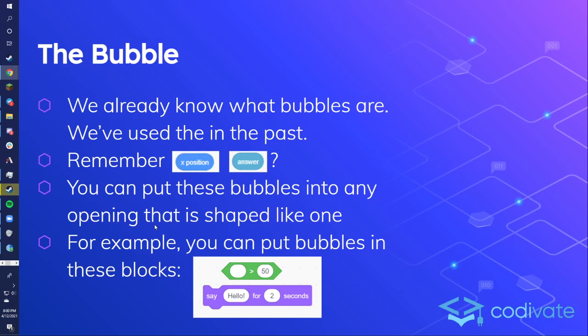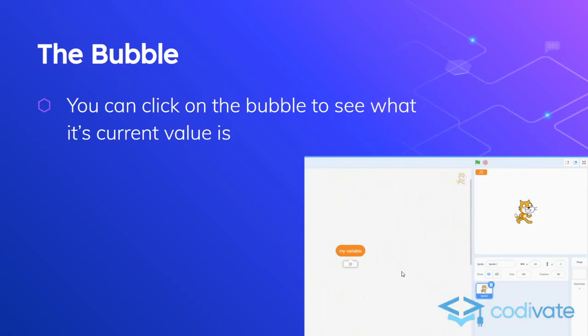You can put bubbles into any opening that has something like that. Remember these Boolean blocks that tell you whether something's true or false? You can put bubbles in here, and we've done that in the past. And with these new variables we're going to make, you can put variables in them as well. Just like this, you can make it say your variable for your variable number of seconds if you want it to. So, another cool thing you can do is you can click on a variable or bubble to see what its value is. You can see someone doing it here.